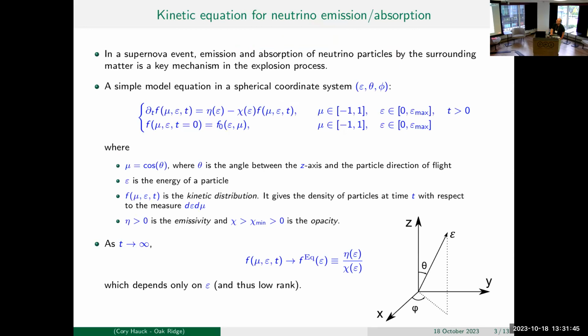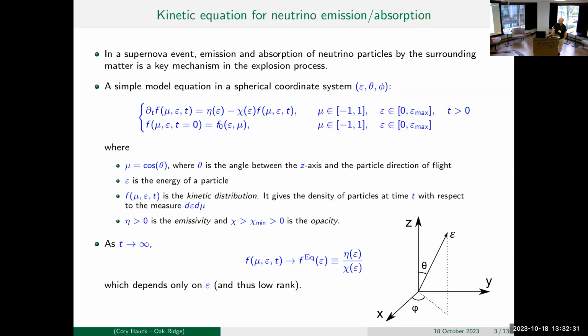I am interested in modeling neutrino simulations in supernova. So this is a key mechanism for the exchange of energy between matter and a supernova explosion. And essentially what happens is neutrinos are released by the matter and absorbed by the matter. And I'm going to describe this with a very simple kinetic model. It is essentially a parameterized ODE. So the time derivative of this function f is equal to an emissivity. So that's the neutrinos that leave the matter. And then I have a loss that depends linearly on f and is proportional to what's called the opacity. And these are the neutrinos that are absorbed by the surrounding material.